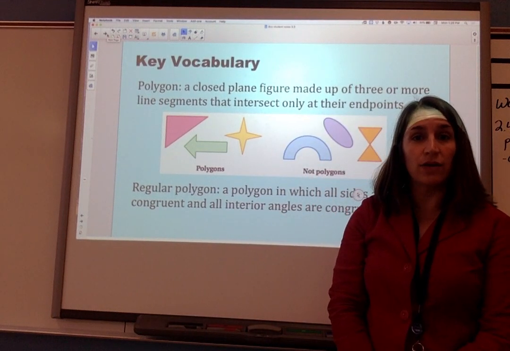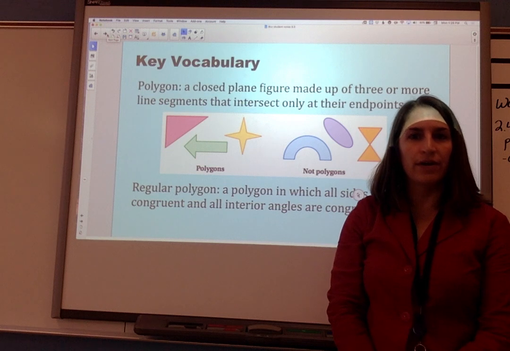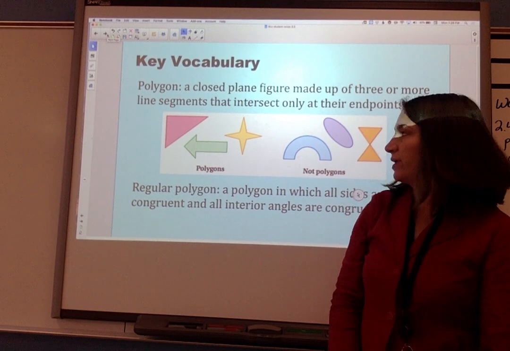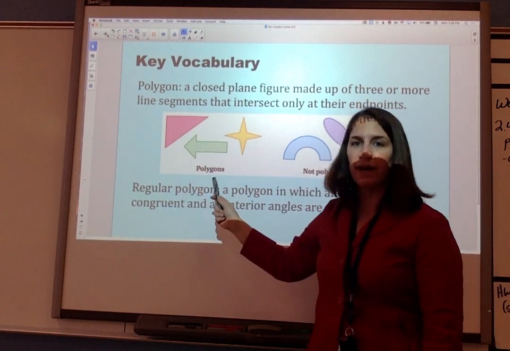So a polygon is a closed, plane figure made up of 3 or more line segments that intersect only at their endpoints. So here's some examples of polygons.